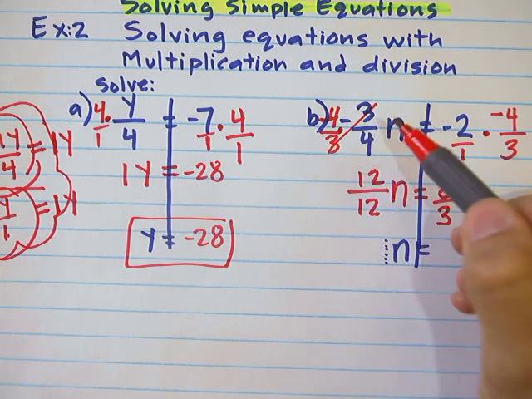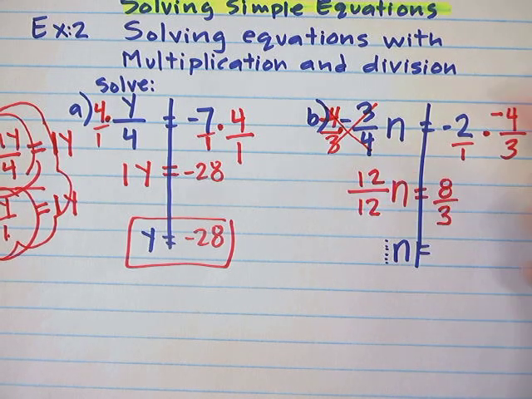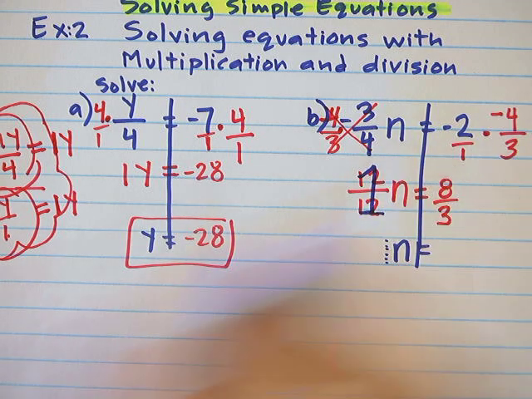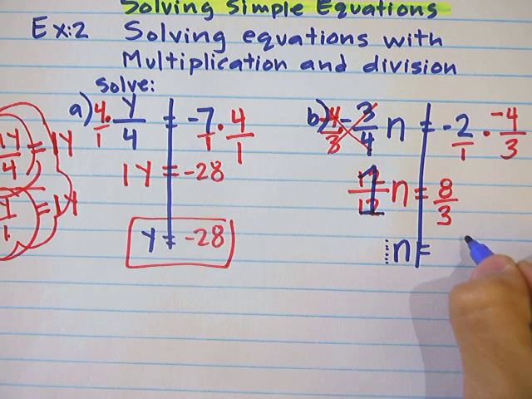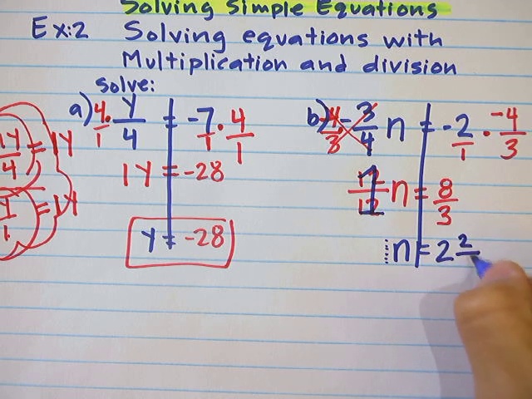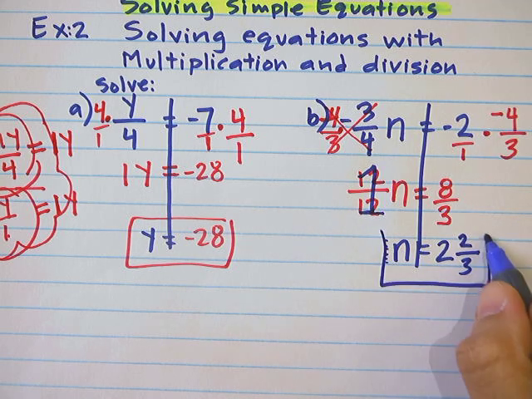You could also cancel the 3 here, cancel the 4 there, which gives us an invisible 1. So this 12 over 12 is an invisible 1 in disguise. And that invisible 1 is what we wanted, so n is now all alone. And this is an improper fraction, so 3 fits into 8 2 times, with a remainder of 2. So your answer would be n equals 2 and 2/3.